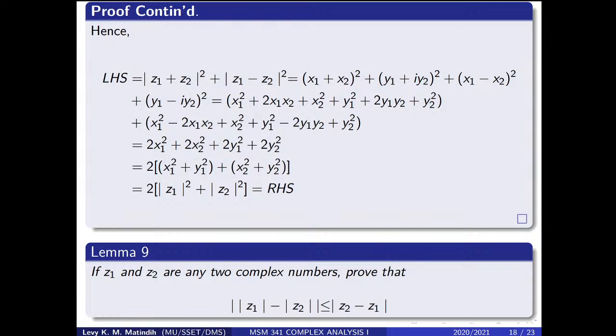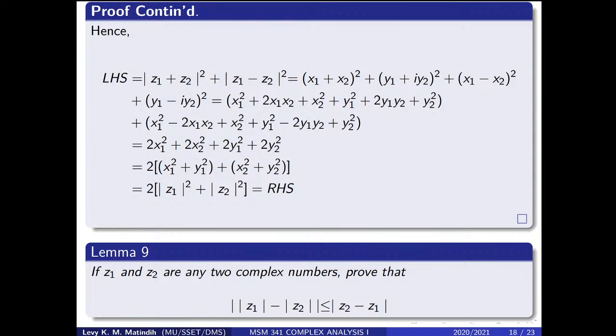When we expand all these terms and then simplify, we are going to arrive at 2 times the square of x1 plus 2 times the square of x2 plus 2 times the square of y1 plus 2 times the square of y2.